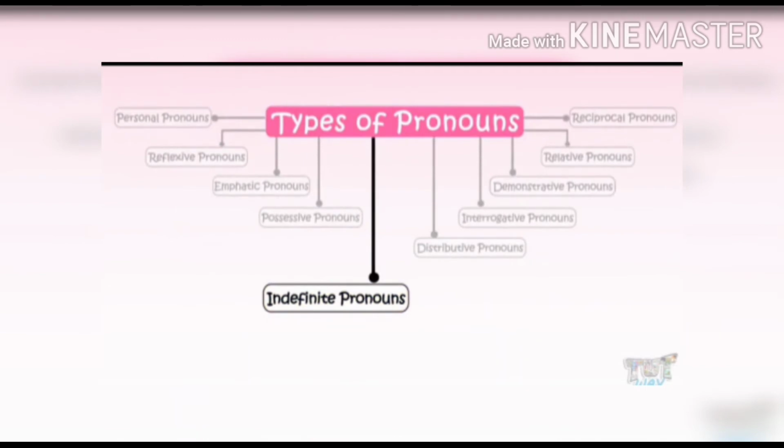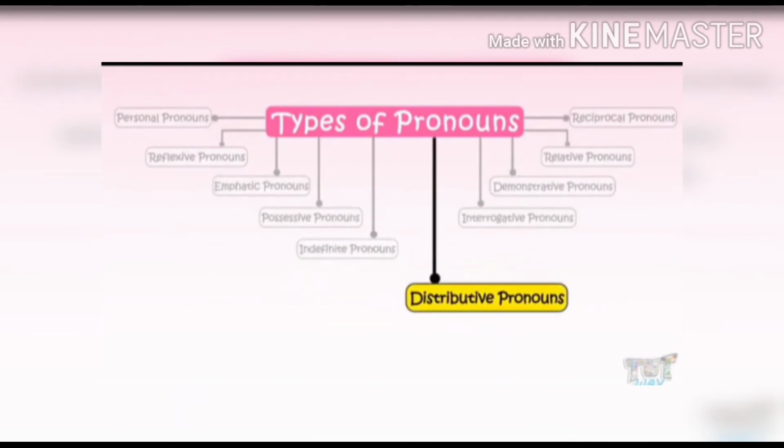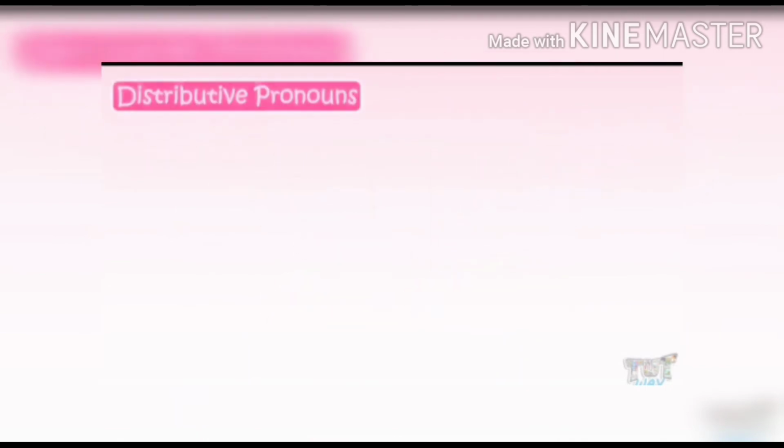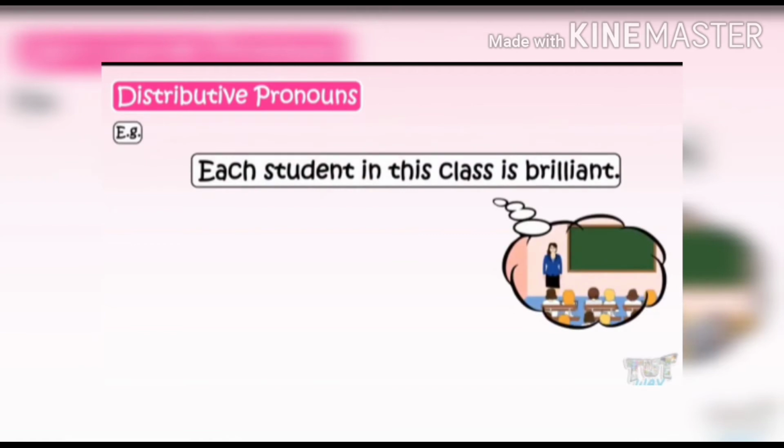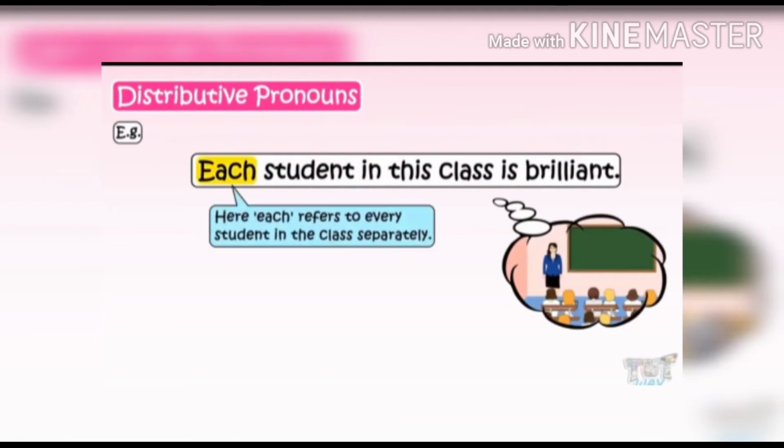Now we will be learning what distributive pronouns are. Pronouns which refer to every person or thing among a group separately rather than collectively are called distributive pronouns. For example, each student in this class is brilliant. Here, each refers to every student in the class separately. We are not talking about the whole class. We are talking about each student separately.